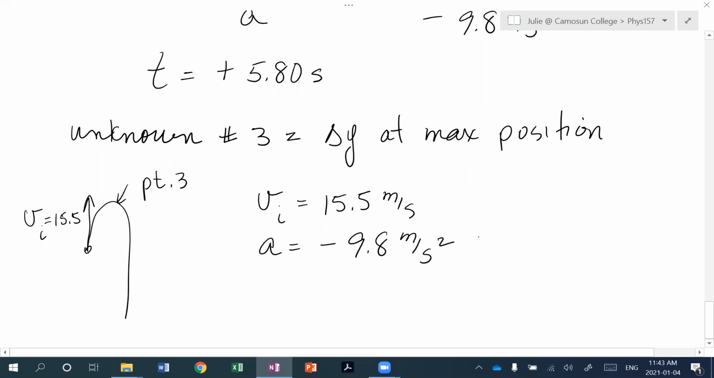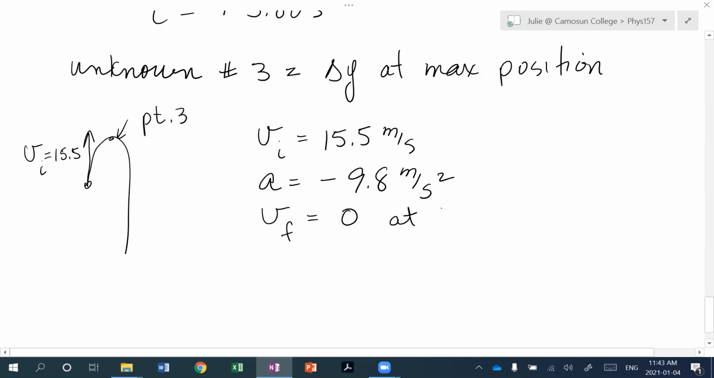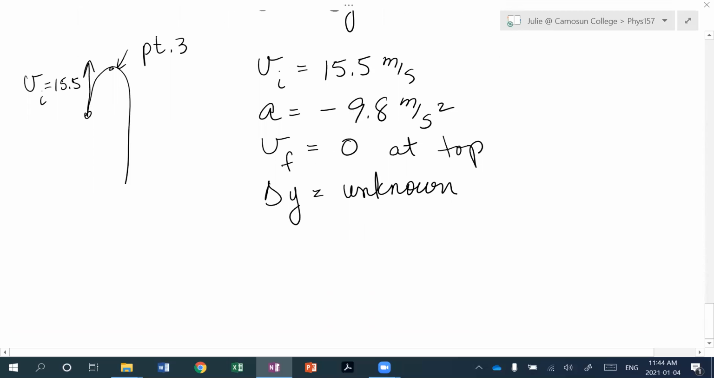That one's the same. Acceleration is the same. But now we're talking about point 3. We need a new given. Well, delta y we don't know, but we do know that the final velocity up there is 0. That's our little clue here at top. Okay, and delta y is the unknown. So once again, we have an equation with no time in it. And so we're going to use this one, VF squared is VI squared plus 2a delta y.